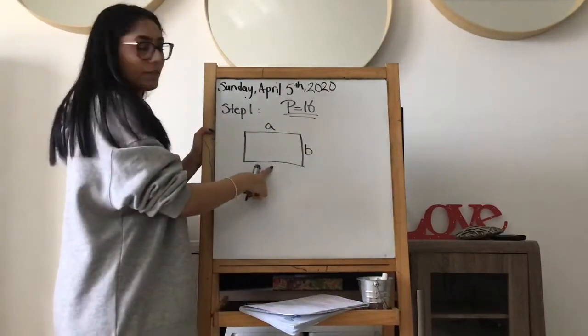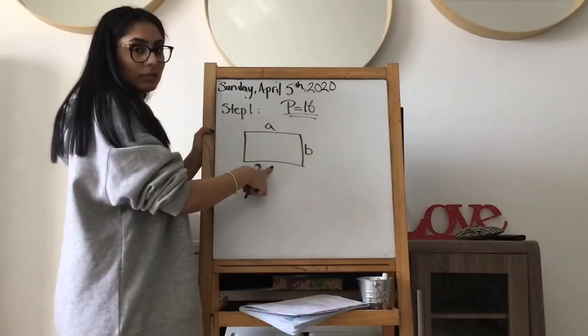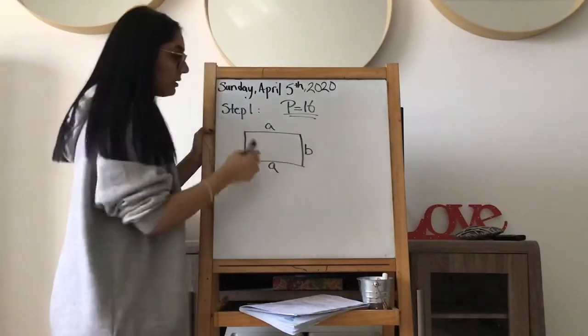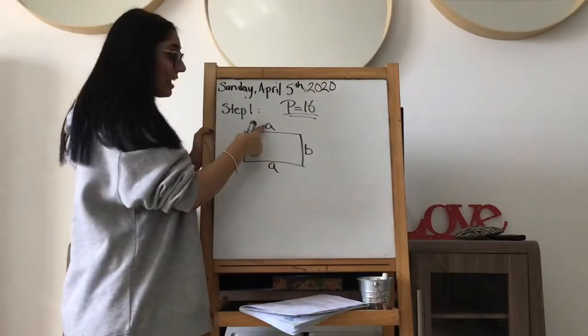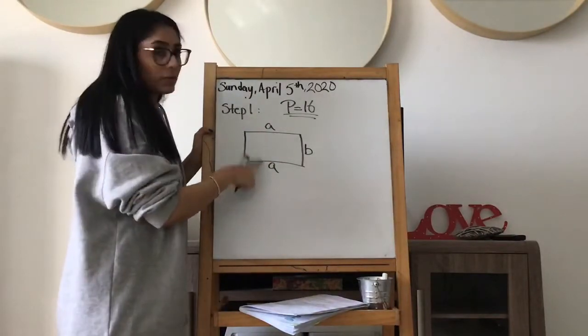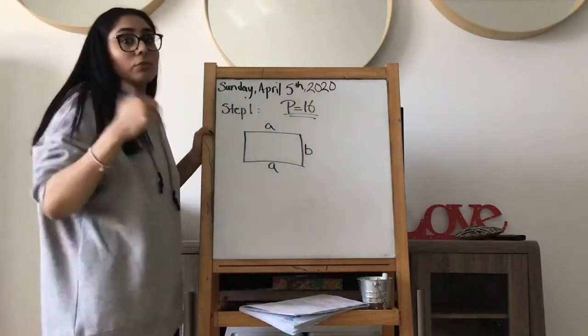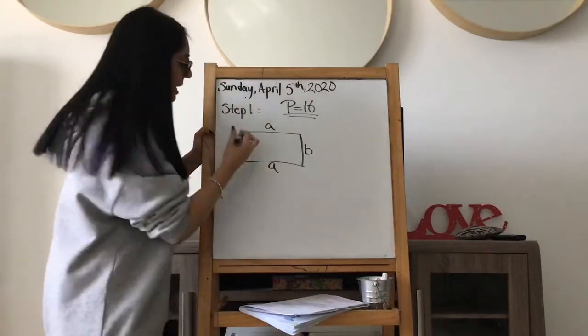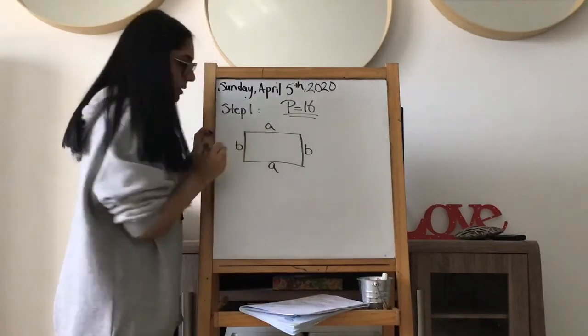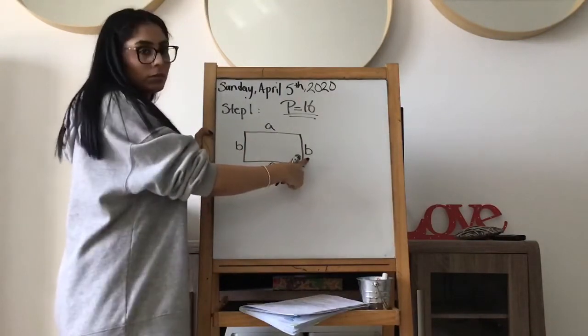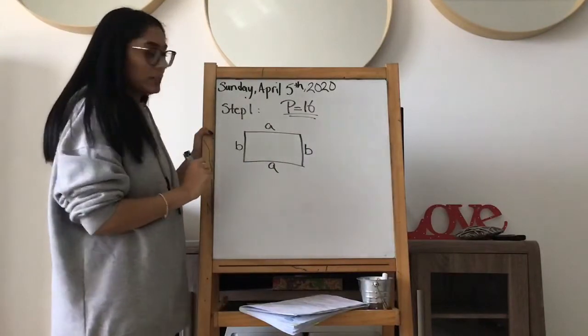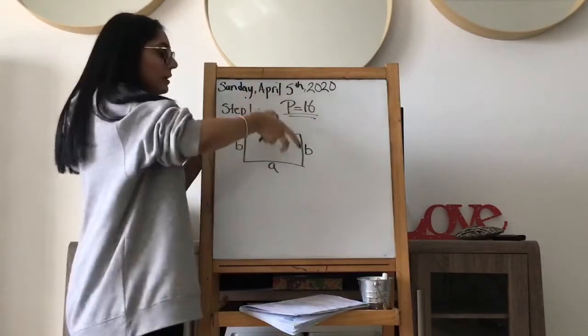What letter would this be? If this is A, this also is A. It has to be A, because if A is 5 centimeters, this is also 5. I'm not going to review this. This is from 2-3 units ago when we talked about variables. And this side is also B, because if this is 2 centimeters, this is also 2 centimeters, right? These two are always the same, these two are always the same.